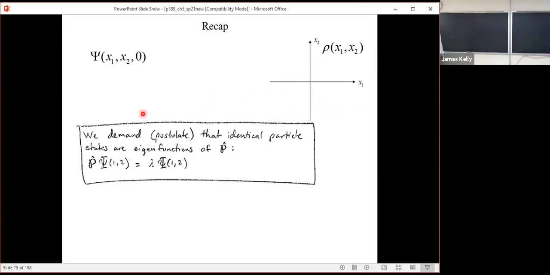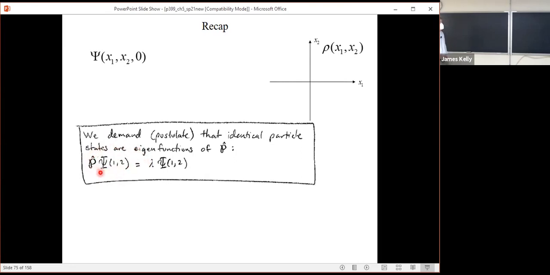So the way we were going to fix that is to add something into our theory and demand that these states, and again here, because we're lazy, we don't want to write X1 and X2, I'm just writing 1 and 2. Those stand for X1 and X2. We're going to demand that our states are not just any old function of X1 and X2, but they have to be eigenfunctions of the exchange operator. The function of the exchange operator is just to switch the variables X1 and X2. So P acting on psi of X1 and X2 gives psi of X2 and X1.